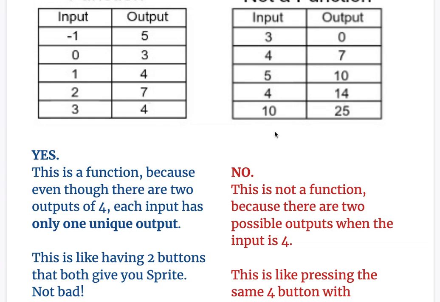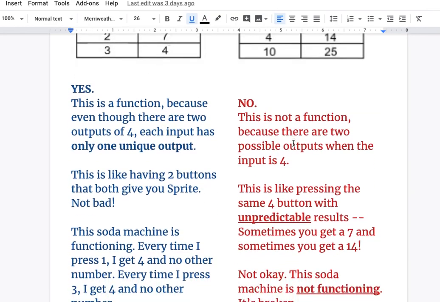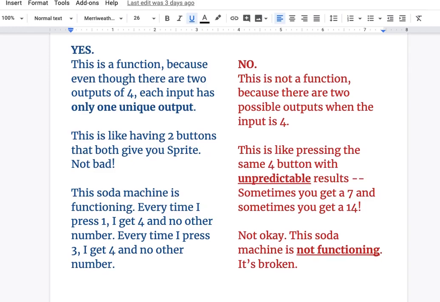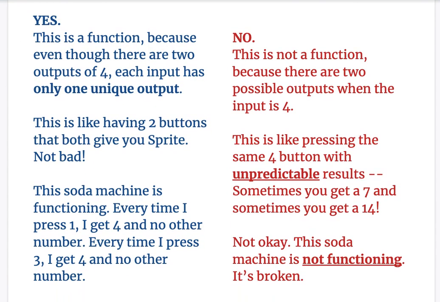So again, it's like pressing the same 4 button with unpredictable results. Sometimes you get a 7, sometimes you get a 14. Okay? So go ahead and pause the video and jot down some important stuff from the screen right now, so that you have this in your notes.